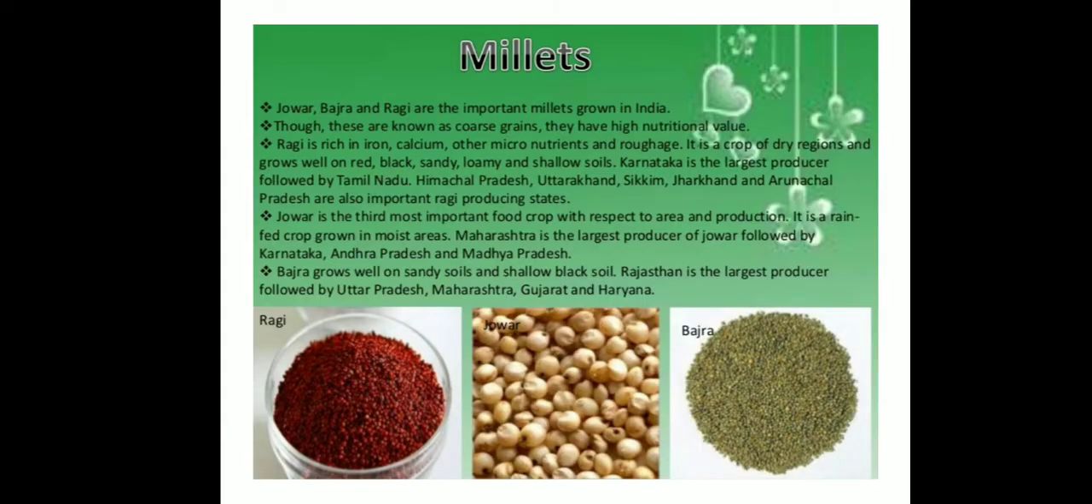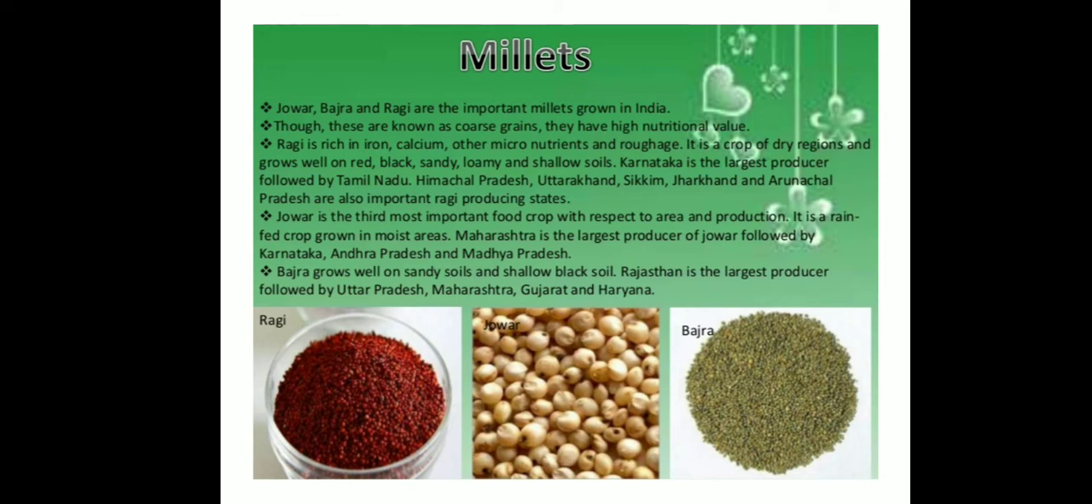Now we have millet as the major crop. Jowar, bajra, ragi are the important millets grown in India. Though these are known as coarse grains, they have high nutritional value. That means they are very nutritious.